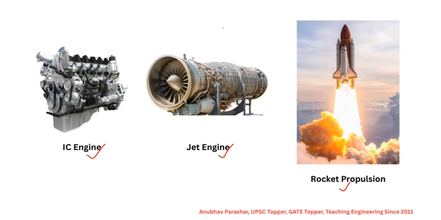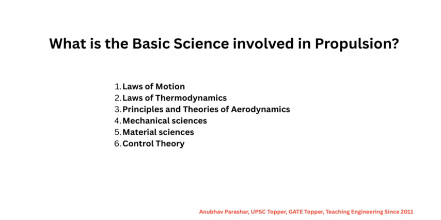But if you want to understand these engines properly and if you want to design them, what are the basic sciences involved in this? So the basic sciences involved in any propulsion system are six. Laws of motion, which is basically a part of engineering mechanics, thermodynamics, which we are talking about in today's video, principles and theories of aerodynamics. And you heard me right, aerodynamics is a very important part when we are designing the propulsive systems.